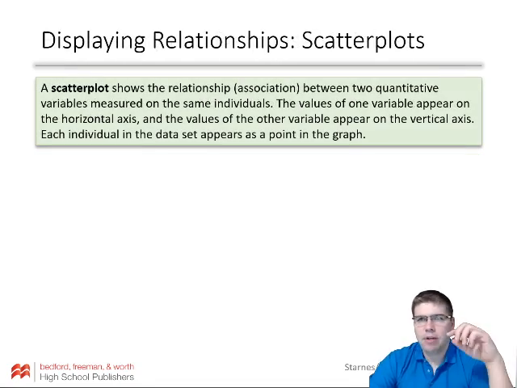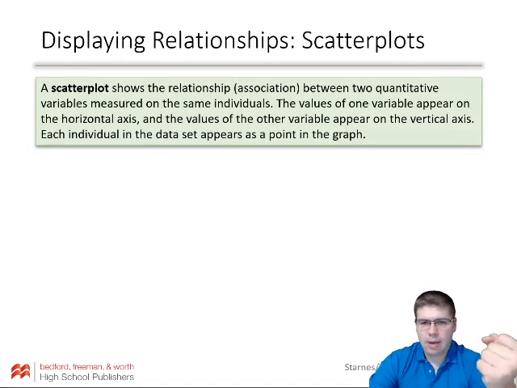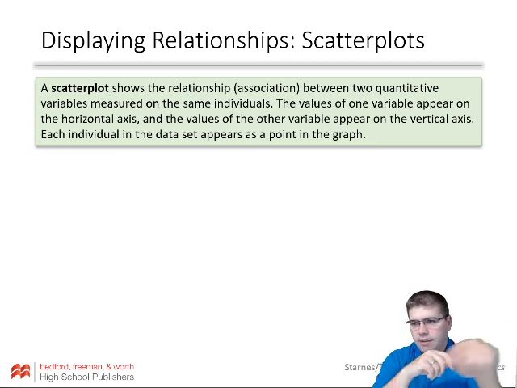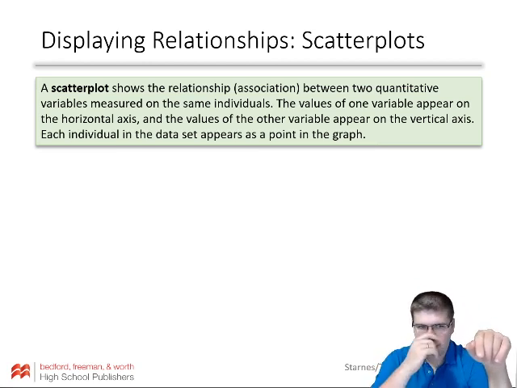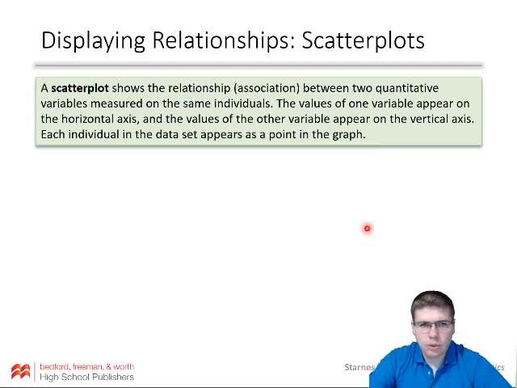So like all the stuff we've done so far, a lot of times a good way to summarize a relationship is with a picture. And so our picture that we're going to use here is a scatter plot. It's going to show us that relationship between the quantitative variables, one on the x-axis and the other on the y-axis. And so we show that in a scatter plot.